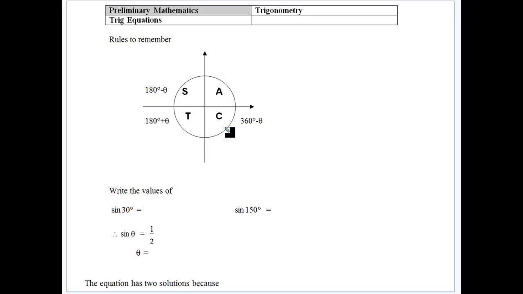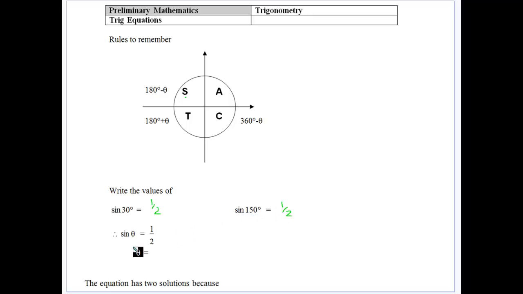So, think about this one. What's the value of sine of 30 degrees? If we go back to our exact values, we think about sine of 30 as opposite on hypotenuse, and we get a half. Now, sine of 150 degrees is in the second quadrant, and sine is positive in the second quadrant, so we get a half, because sine of 150 is the same as sine of 30. We can write 150 as 180 minus theta, so the related angle to 150 is 30, and because sine's positive in the second quadrant, it's the same.